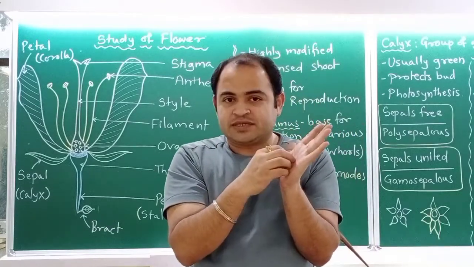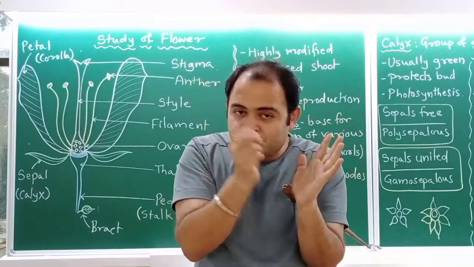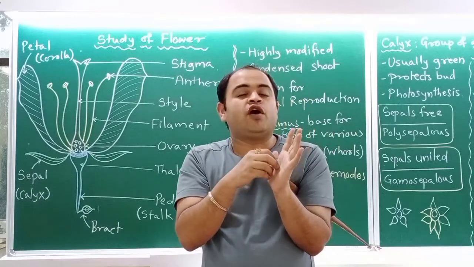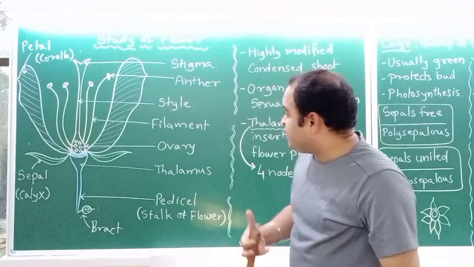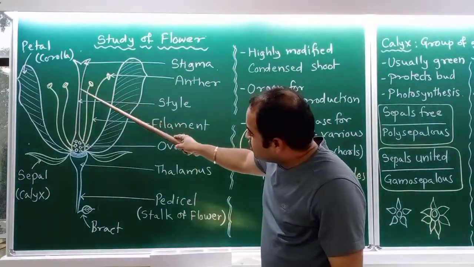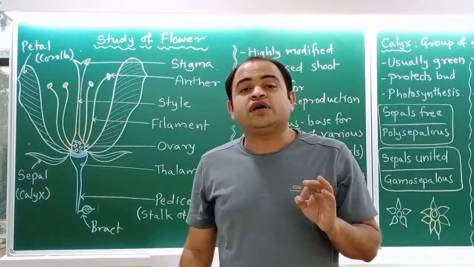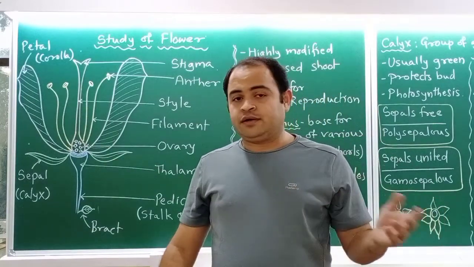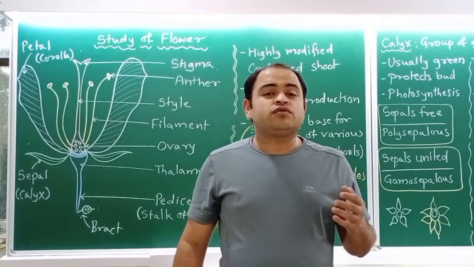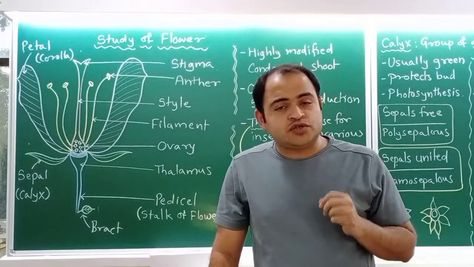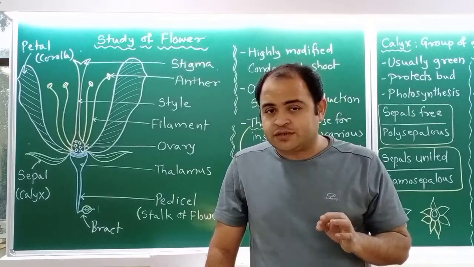If pollen grains fall on this sticky surface, they will form a pollen tube, and that pollen tube will travel through the stylar canal and reach the ovule, and the fertilization process will occur. So this is how the Gynoecium is also one of the essential floral organs.